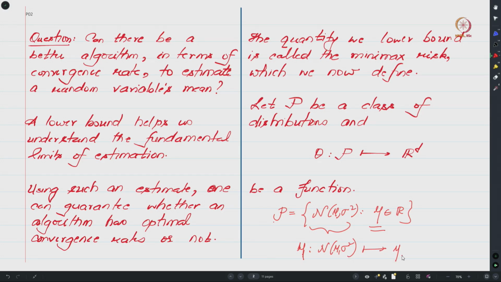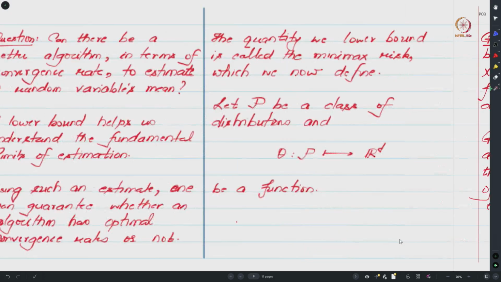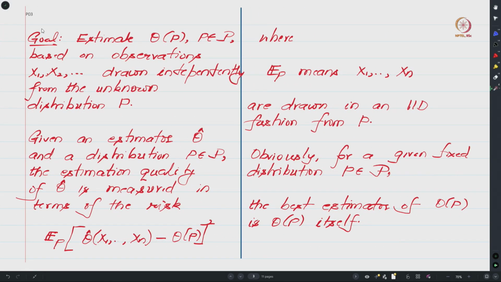So mu here will be an element in R, and in this case D is 1. So you can think of theta as a function which takes as input some distribution and spits out some information regarding this distribution. In particular, this mu function takes the distribution as input and spits out, let us say, the mean of this distribution. Now in this context of minimax risk, the goal is to estimate theta of P, where P is a specific element in this class of distributions.